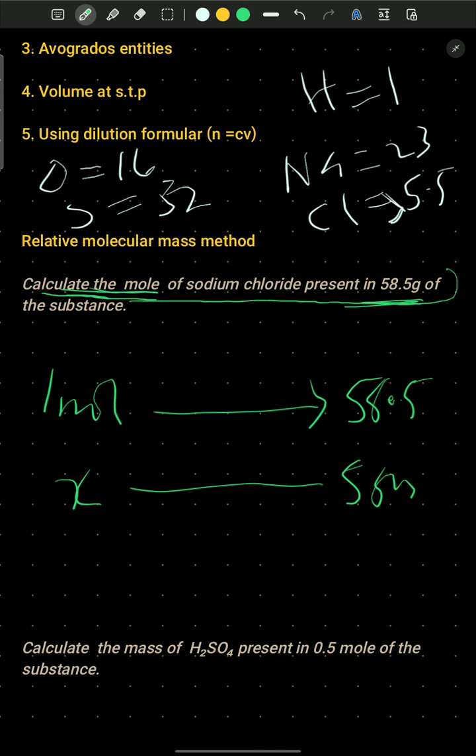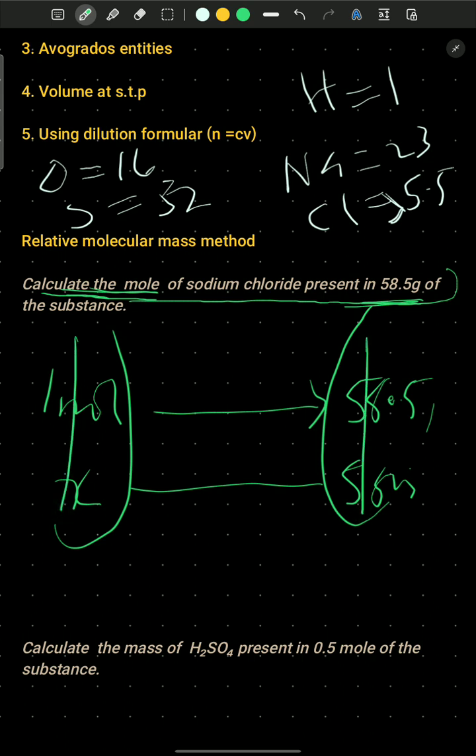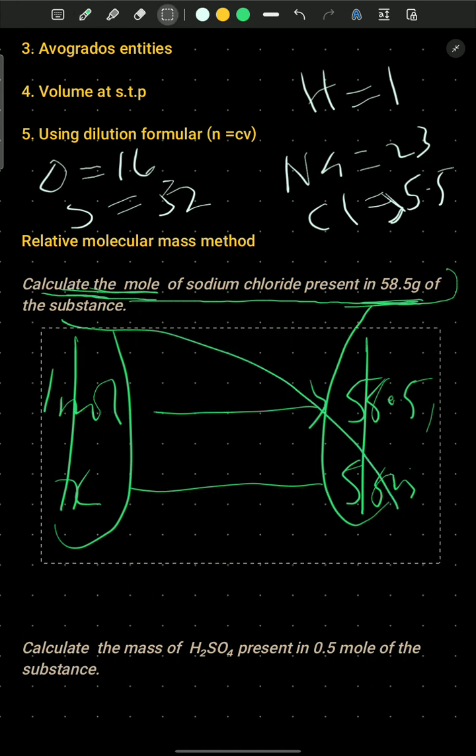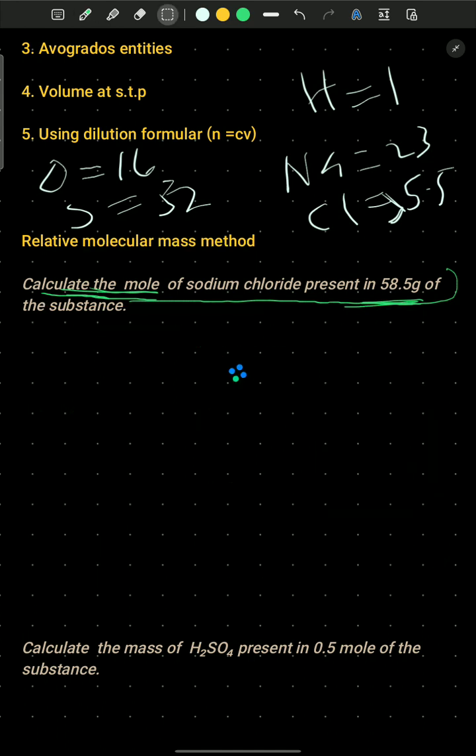So the trend is that mass under mass, mole under mole, there must be a correlation. Mole, mass, it can be volume, do you understand? So they have to be together. So you can see that from the number 1 expression, using the relative molecular mass formula, we got 1 mole as our answer.